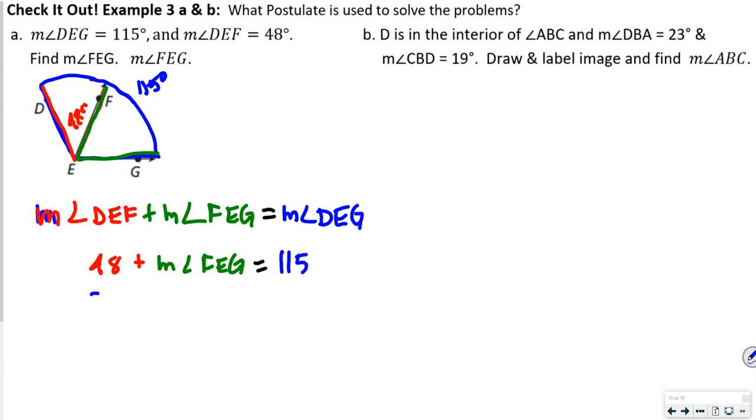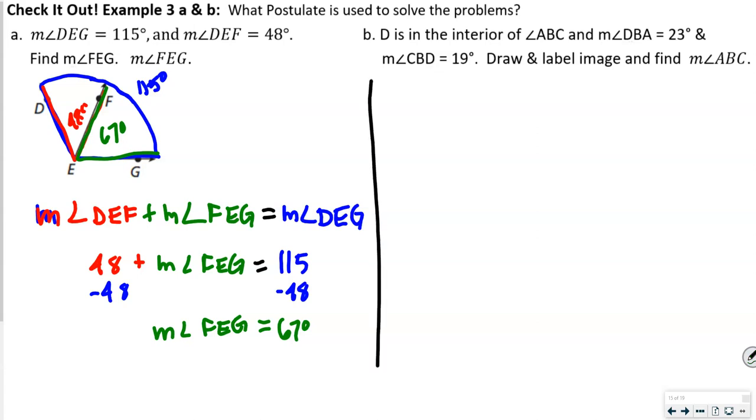So what do we do here? We subtract the 48 from both sides. So the measure of angle FEG is going to be 67 degrees. Now here's the way you can check it. Put that 67 back in there, and is 48 plus 67 115? Indeed it is. And so I like problems like this because I can check them. Okay? All right, so let's look at this other one.